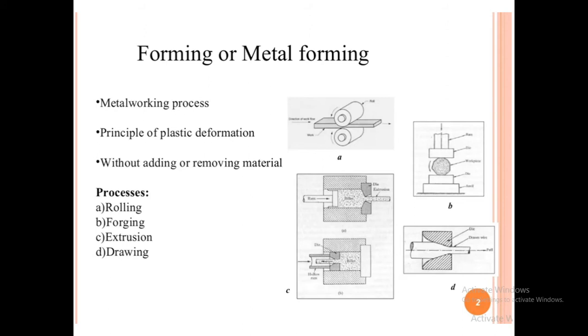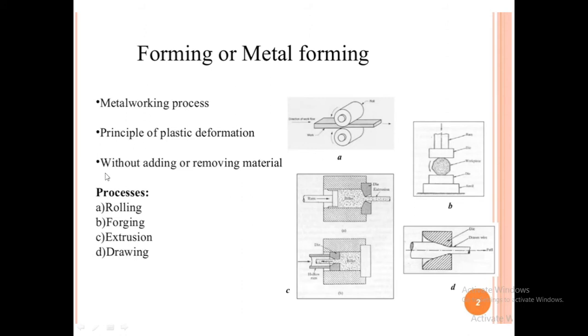In the forming process we perform various operations on a metal. The principle behind forming is plastic deformation. In the forming process a material will deform plastically, meaning when we apply some force on a material it changes its size and shape, and after removal of the force it will not return to its original position. It is called plastic deformation. So plastic deformation is the principle of the metal forming process.